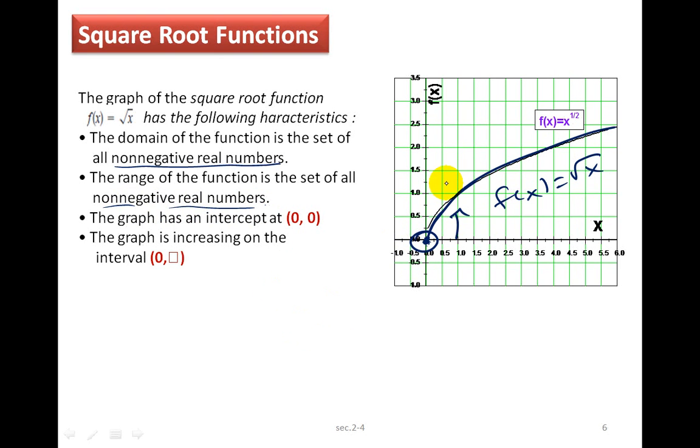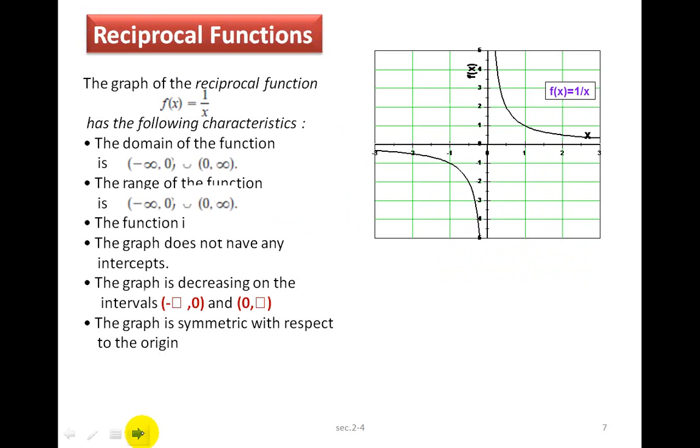The graph is increasing here, so it's increasing from 0 to positive infinity. We cannot determine if this graph is odd or even. So these are all the information that you have about square root functions. Okay, let's see the next one, which will be the reciprocal function.